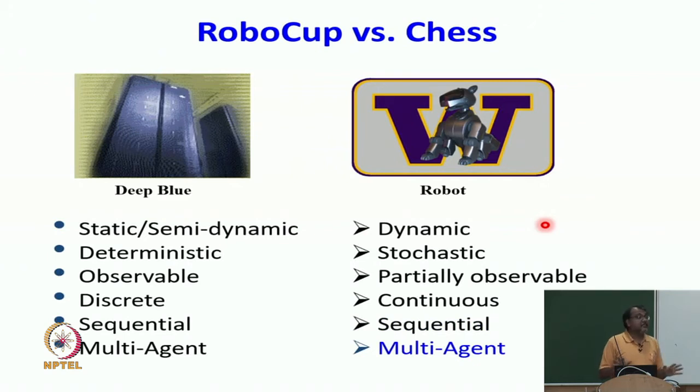Chess is not an easy problem, but it is much easier than robo soccer, because it does not have to deal with dynamic environments, stochastic environments, partial observability, or continuous spaces. It is a much easier environment, even though it is a very hard environment by itself. And you can now come up with more examples.